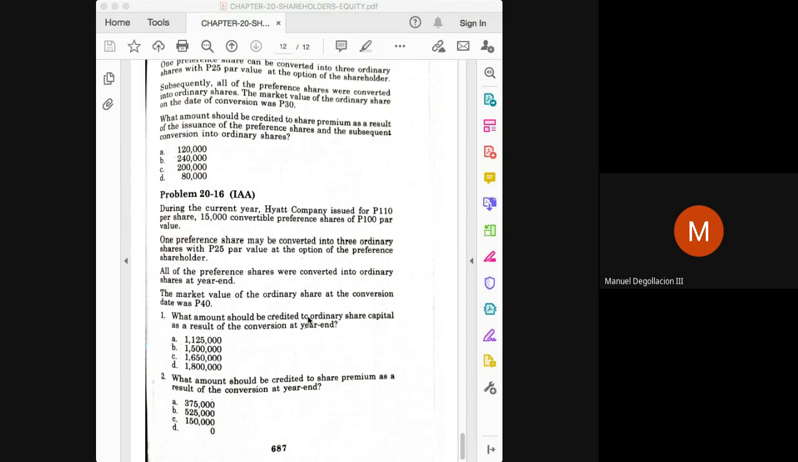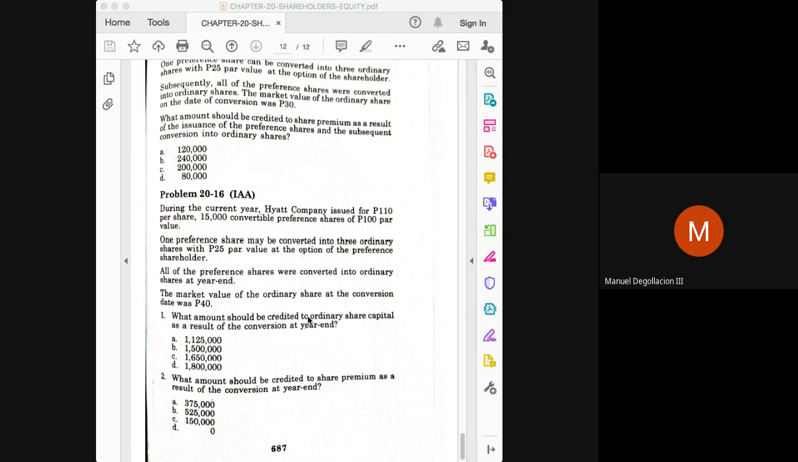Okay, but a possible source of error here would be students forgetting that the amount that will enter your ordinary share capital account, or whatever kind of share, as long as it's the share capital account, should only be the par value. So what if there was only one question here? How much would be credited to ordinary share capital? Possible wrong answer here would be 1,650,000. They will transfer everything to the ordinary share capital account. But again, that is wrong, because the amount that will go to your ordinary share capital account should only be the par value of the shares that are issued.